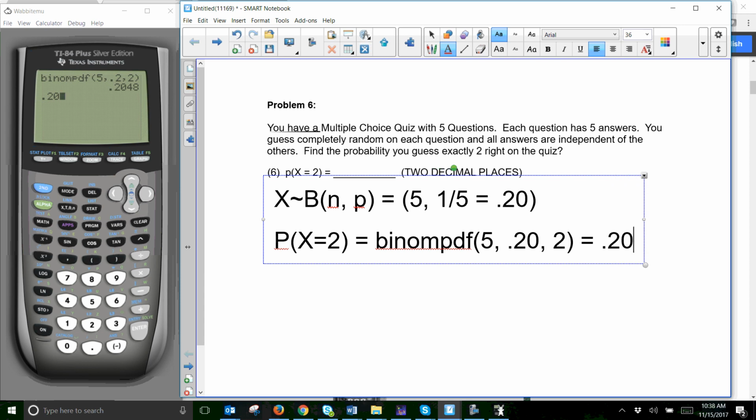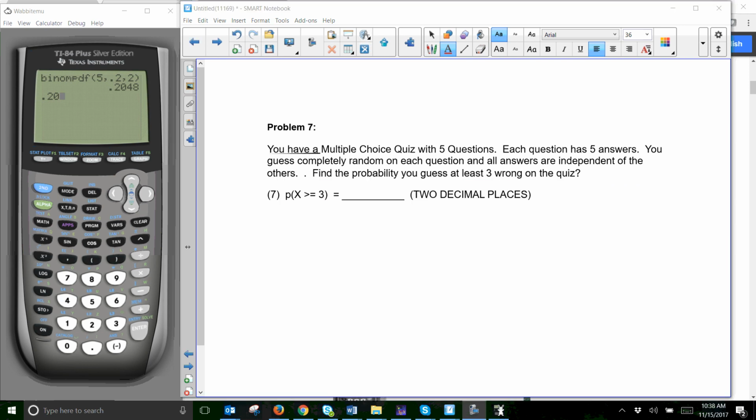.20. In problem 7 now, we want to find the probability to get at least 3 wrong. So notice that our P changes in the context of this problem. In the previous problem, the probability of success was getting it right, which is 1 out of 5. But here now the probability of success is going to be 4 wrong out of 5. So that's going to be 4 over 5 or 0.8.